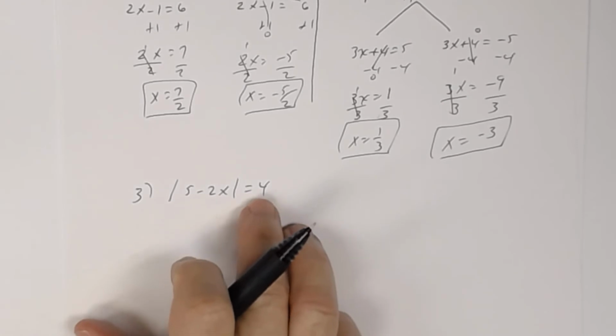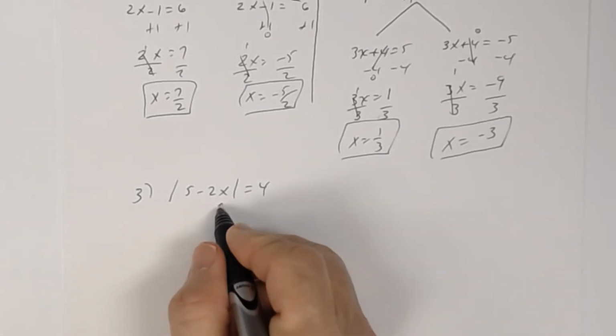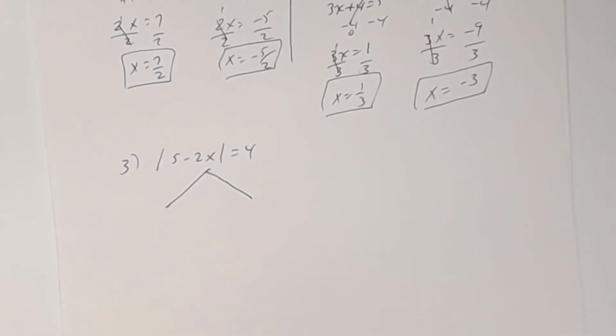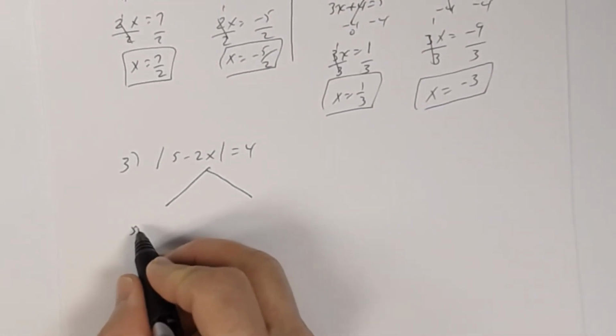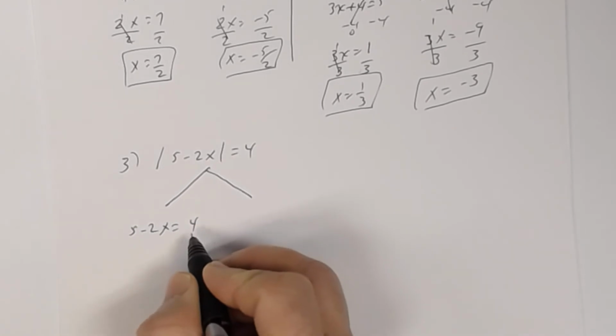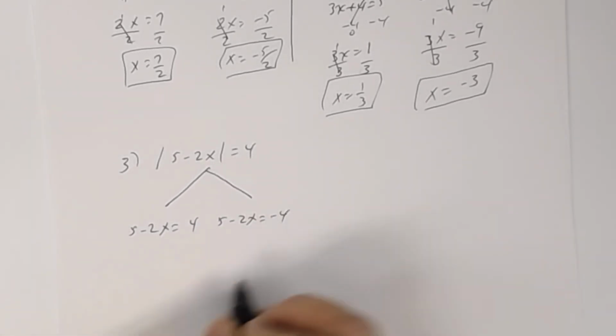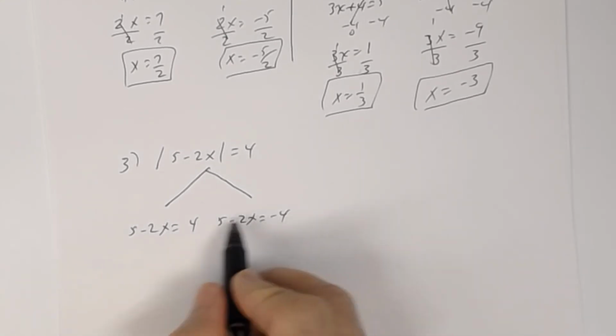This is a positive real number. So I'm going to go ahead and rewrite this as 2 separate equations without the absolute value bars. So I'm going to say 5 minus 2x equals a positive 4, and 5 minus 2x equals a negative 4. And then you have these 2 linear equations.